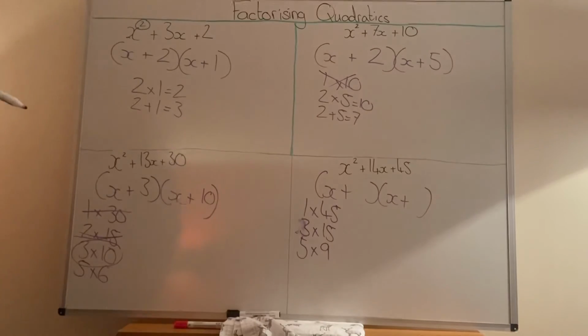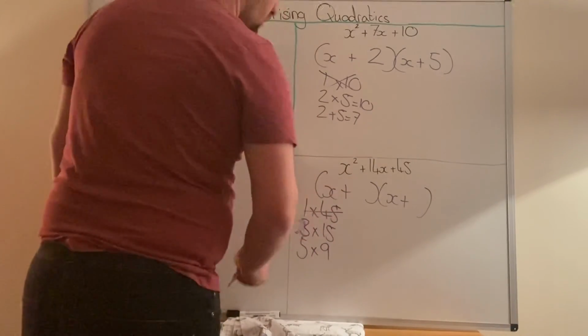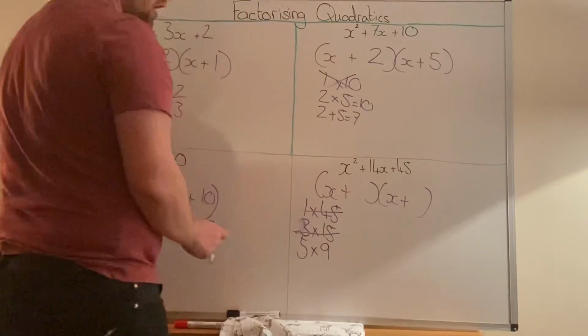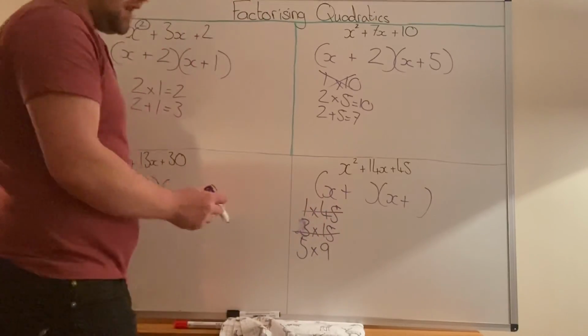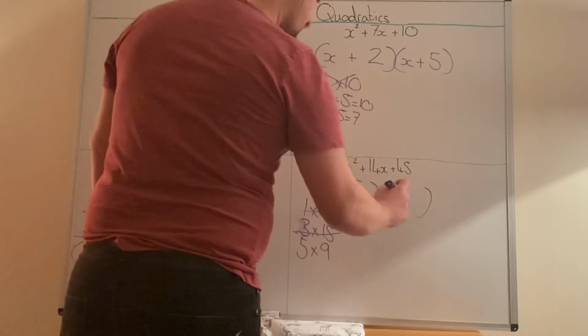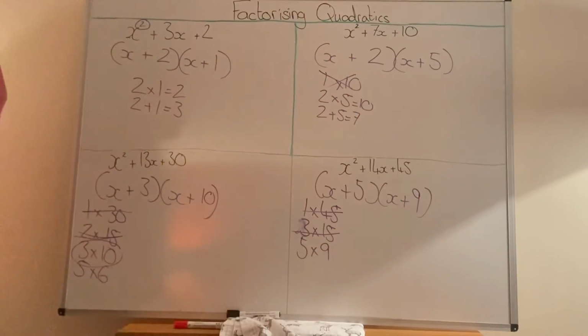So can we make 14 with 1 and 45? No. Can we make 14 with 3 and 15? No. Can we make 14 with 5 and 9? Yes, we can. We do 5 add 9. So we're going to have x plus 5 and x plus 9, because 9 times 5 is 45.